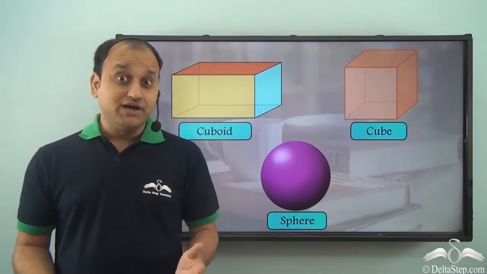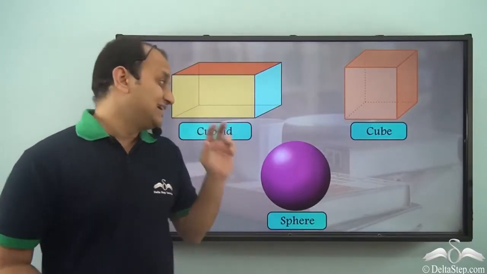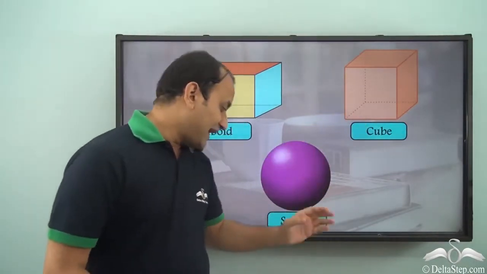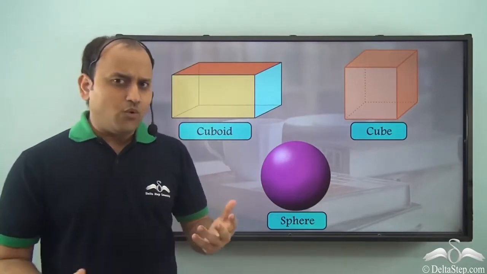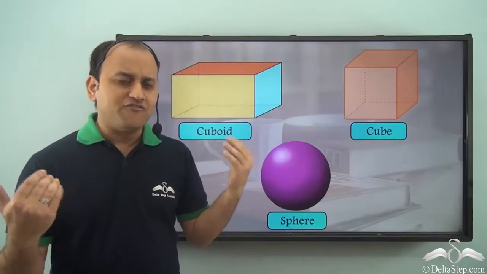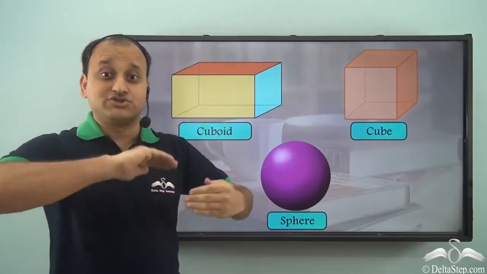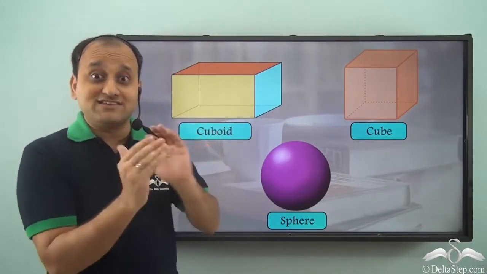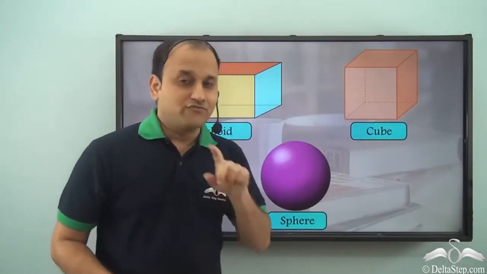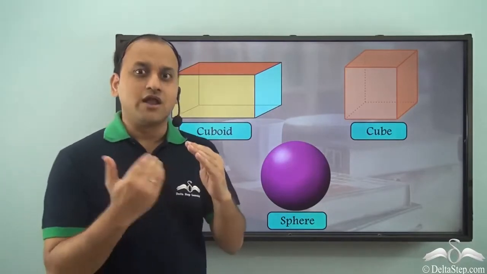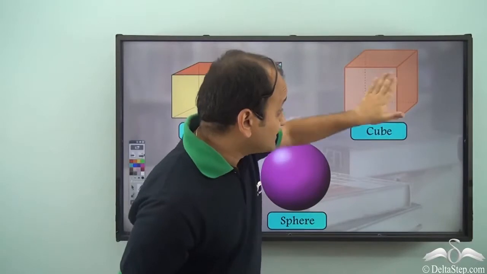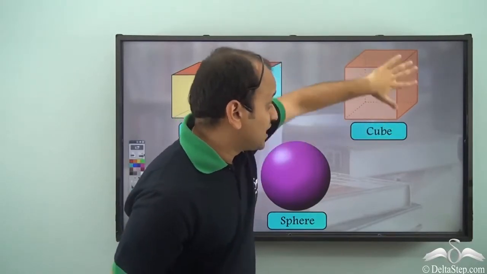In the previous lecture, we learnt about three new shapes: cuboid, cube, and sphere. Now, what exactly are these? Well, cuboid is actually made up of a number of rectangles, so all its different faces are rectangular. What about cube? Well, cube is made up of a number of squares, so all these different faces are square in shape.